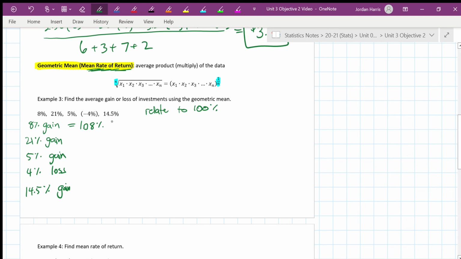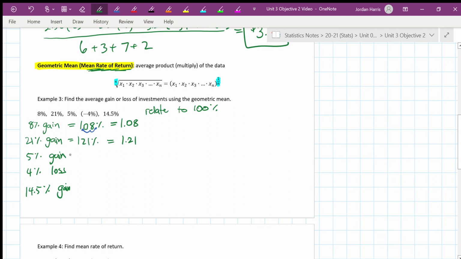Okay, so we always convert to decimal, so we got to move the decimal place 2 spots to the left to convert into a decimal. We don't ever use percents in our calculations. Okay, so 21% means I have 121% of my original amount. I've gone up 21%. Remember that 100 means stays the same. If you have 100%, it stays the same. So if it's a gain, it's got to be over 100. If it's a loss, it has to be less than 100.